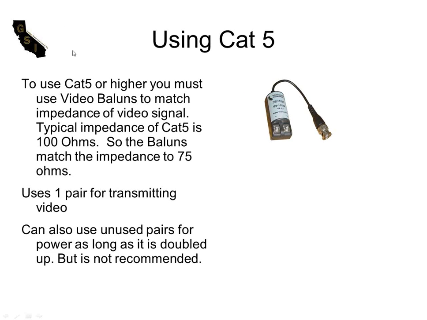You can also use Cat5 or Cat6 to run your video. To use Cat5, you must use a video balun on each end. What the video balun does is, the typical impedance of Cat5 and Cat6 wires is 100 ohms, and the video signal runs on 75 ohms. So basically what the balun does is convert the 100 ohms into 75 ohms. So you would use one pair for transmitting video. If you were using a blue pair, you would use the blue and the blue-white.